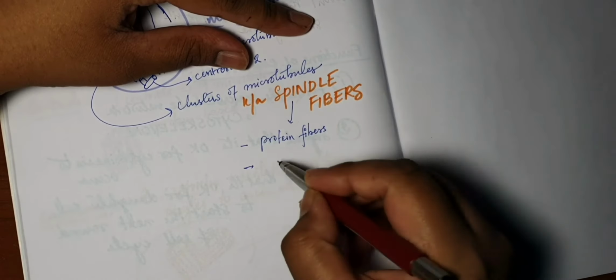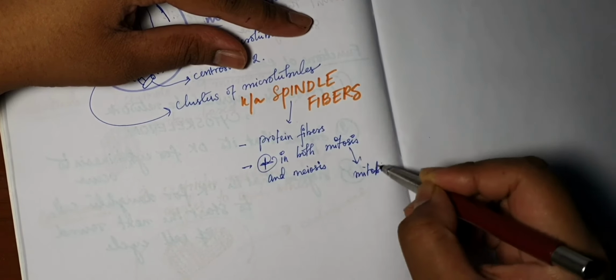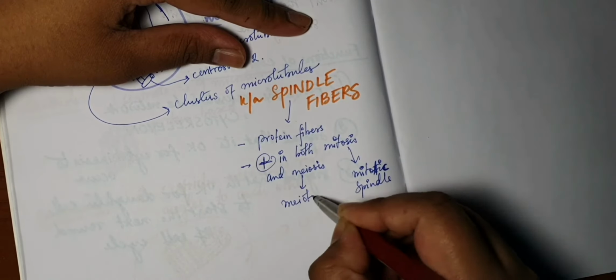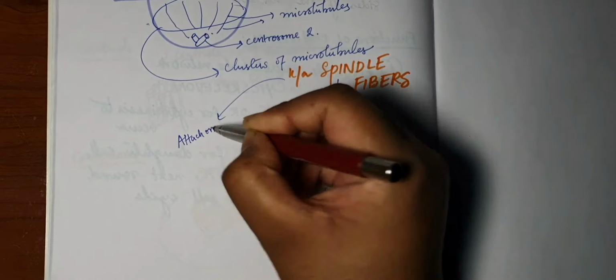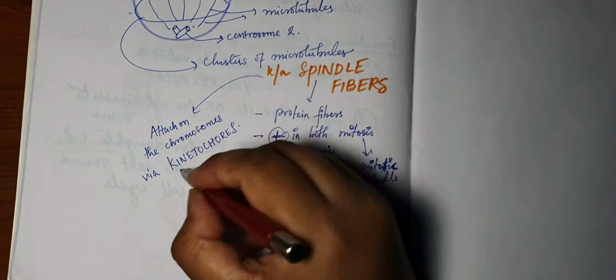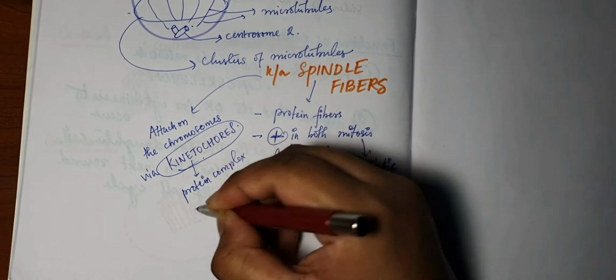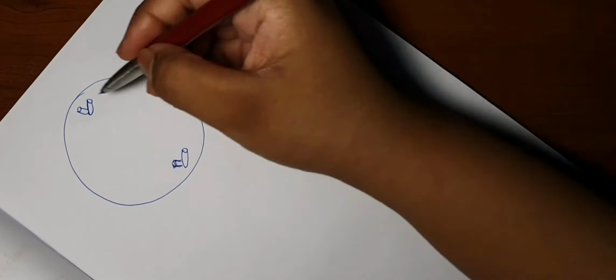Spindle fibers are also made up of proteins because they are microtubules, and they're present in both mitosis and meiosis. In mitosis, they're called mitotic spindles. In meiosis, they're called meiotic spindles. And these fibers or microtubules attach on the kinetochores. Kinetochores are protein complexes on the centromere of the chromosome.